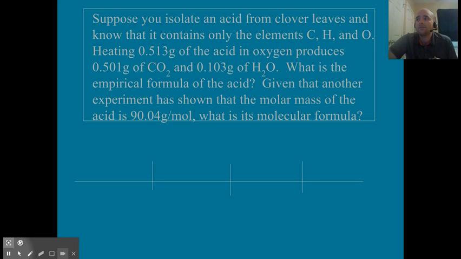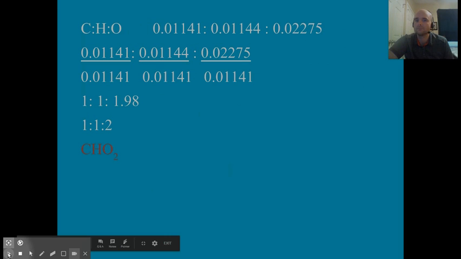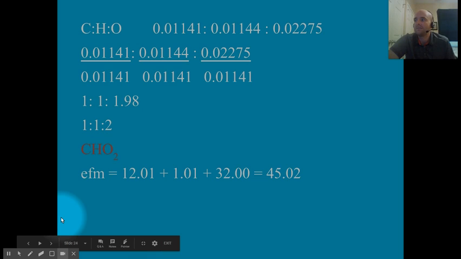Recall that the problem originally gave us a molar mass, and it also asked us to find the molecular formula. So now let's find the molecular formula. I'll have to take the empirical formula mass, which means I will take the molar mass of each one of these and add them together. So the molar mass of carbon plus the molar mass of hydrogen plus 2 times the molar mass of oxygen, and I'll get a total of 45.02.